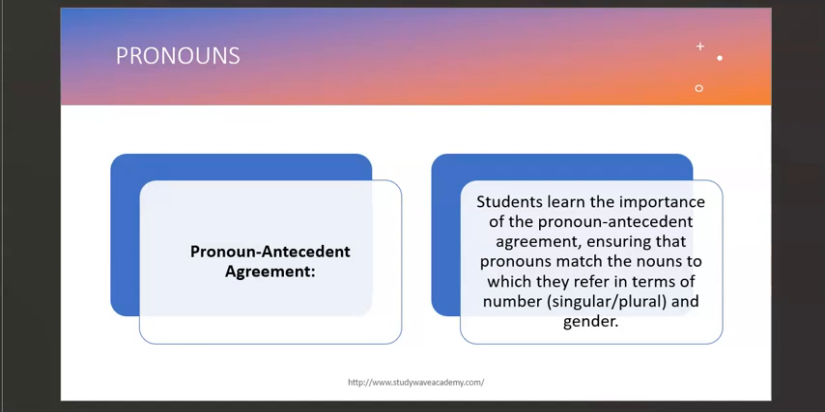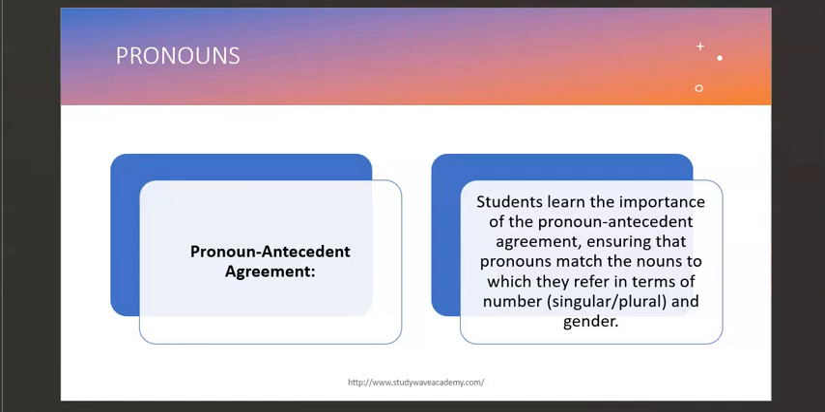So pronoun antecedent agreement is just matching pronouns to the nouns to which they refer in terms of number. When it's plural, we can say the boys, and then we can't use a singular pronoun there. We must use pronouns like they. The boys played football. We can't say he played football. We'll say they played football to show the plural. So don't forget about that.